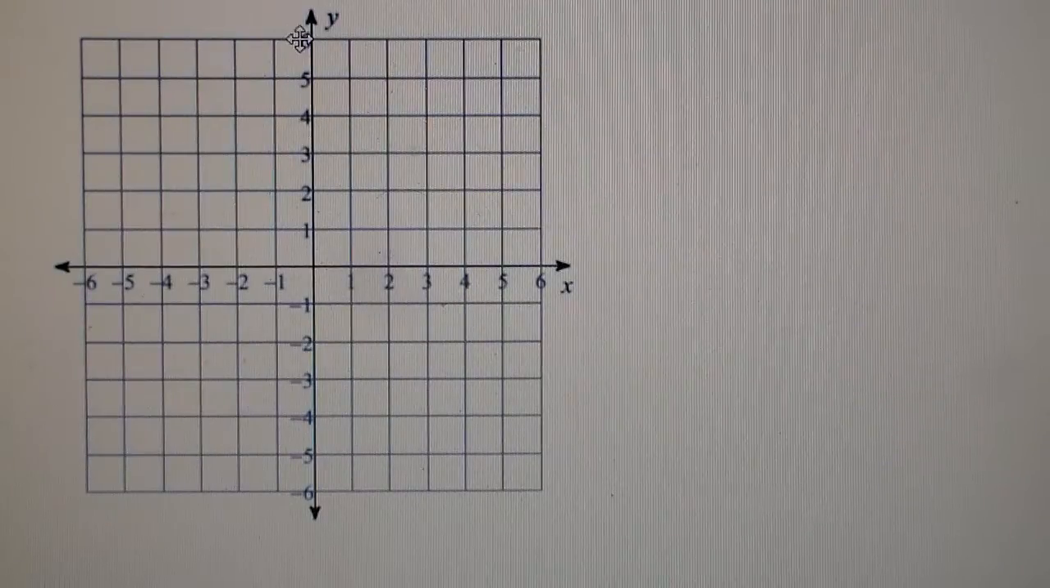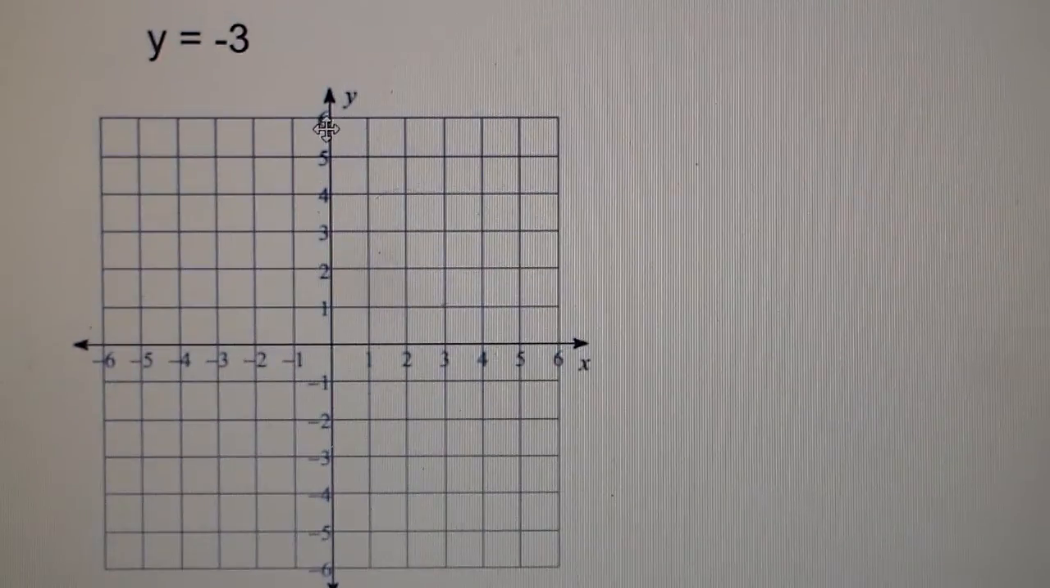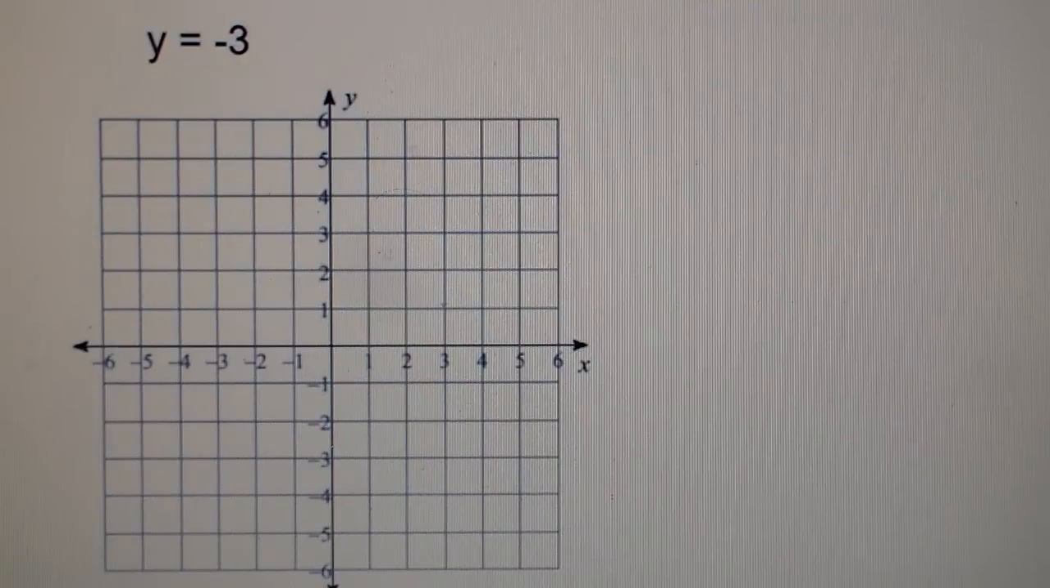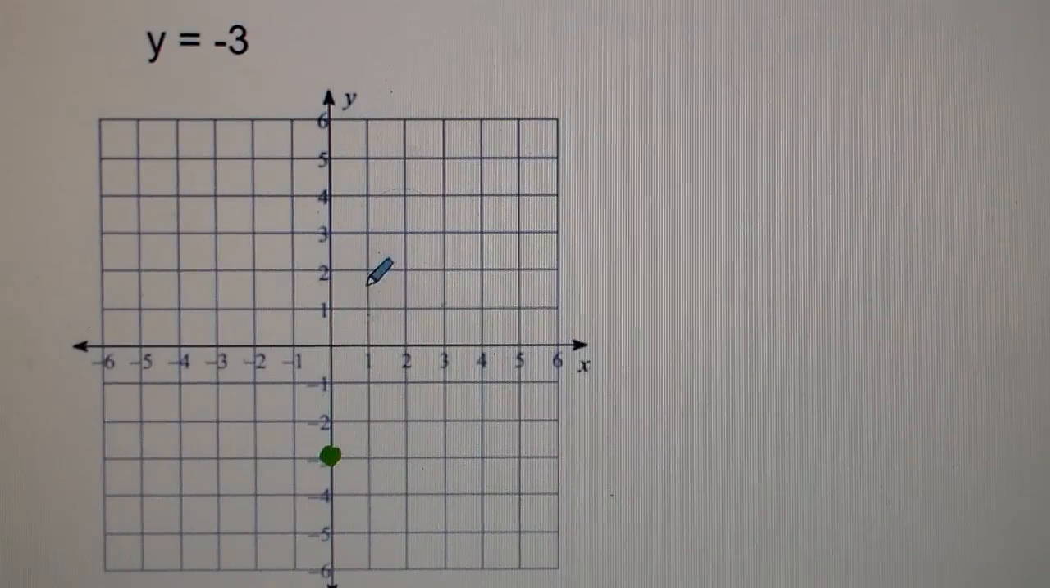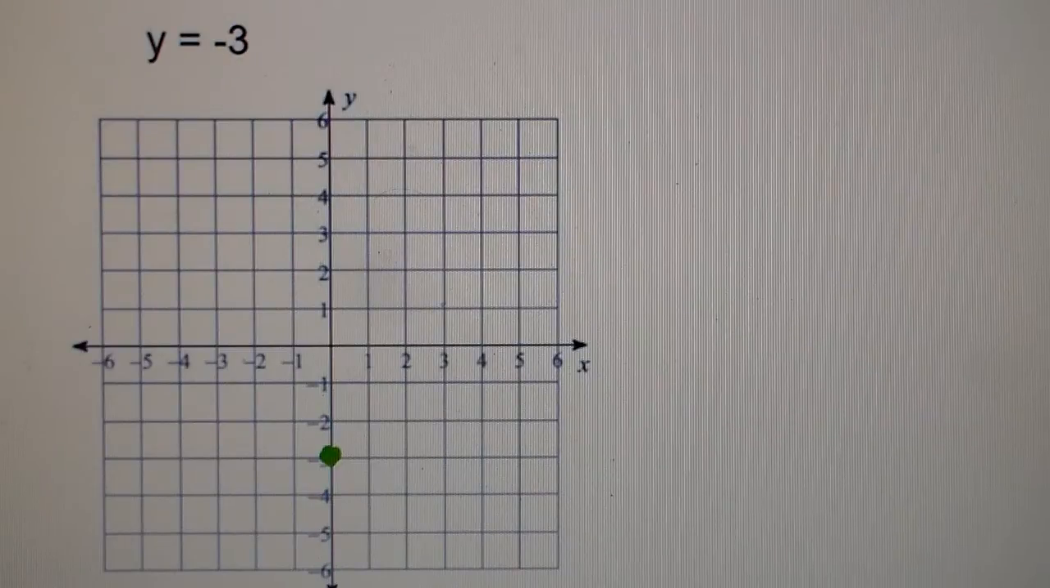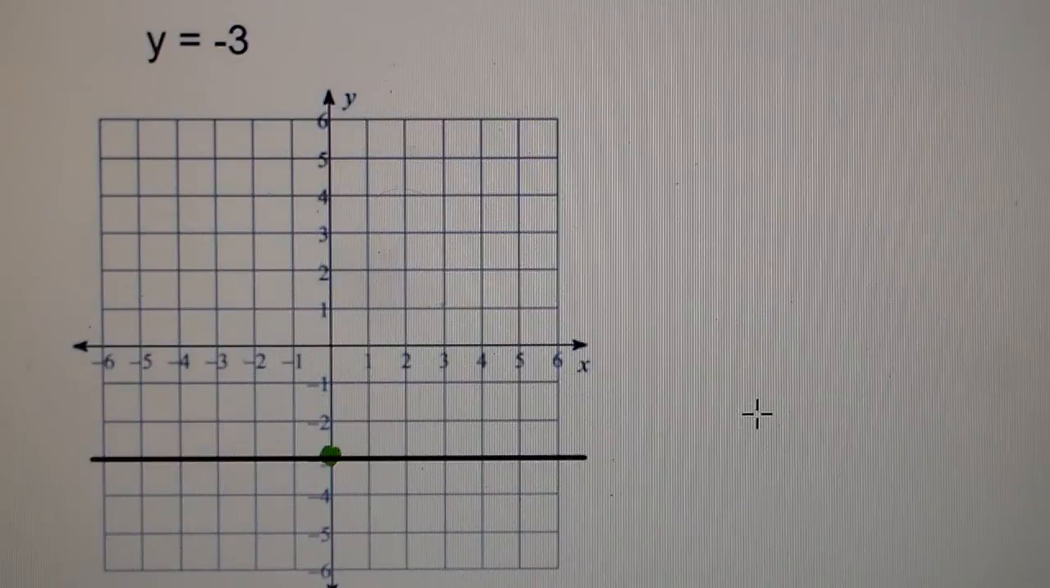Now, of course, there's always some special scenarios. Let's say we have something like this. We have y equals negative 3. When you have y equals negative 3, you plot a point at negative 3. Now you might have to ask yourself, is it a horizontal line or is it a vertical line? Well, anytime it says y equals, it's always going to be a horizontal line. If it said x equals, it would be a vertical line. So y equals negative 3, that's our line right there.